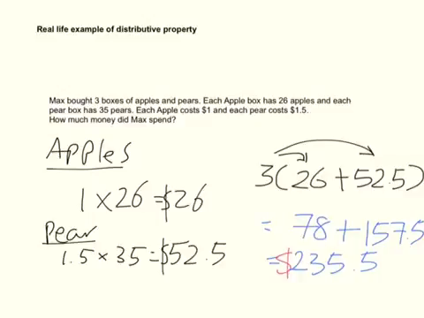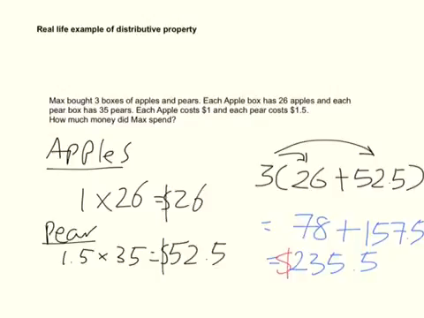One apple costs $1, so there's 26 apples in one box. $1 times 26 is $26 in one box. Pears. Each pear costs $1.5 and there's 35 pears in one box. 1.5 times 35 is 52.5. So $52.5 for each pear box. There is 3 boxes of each apples and pear boxes. So let's use distributive property. 3 times 26 is 78 and 3 times 52.5 is 157.5.